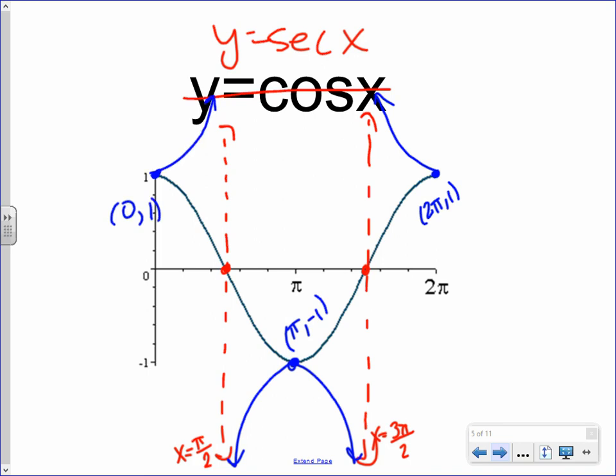Now, technically, this is one full period. If it bothers you to only draw half of a U, I don't care if you complete the U's on the end. But technically, one full period would be this right here.